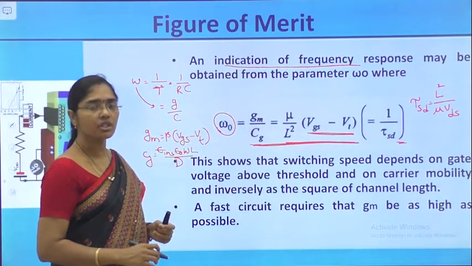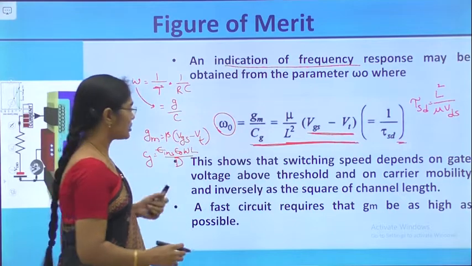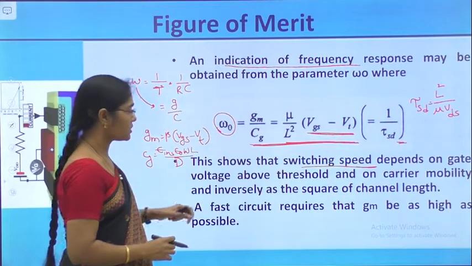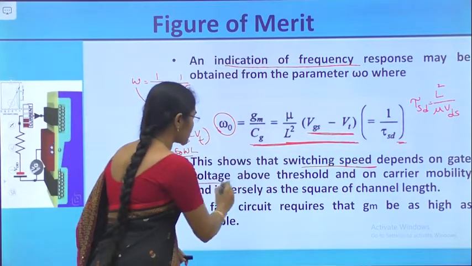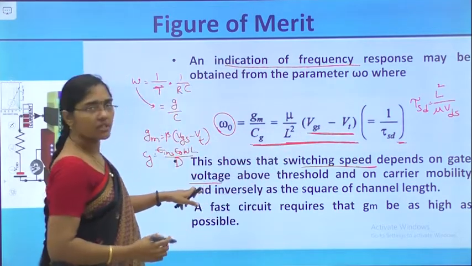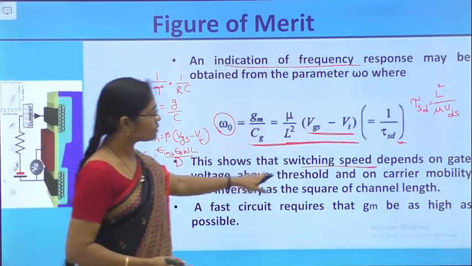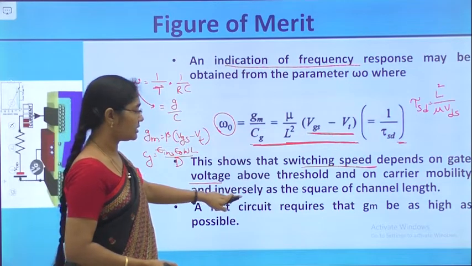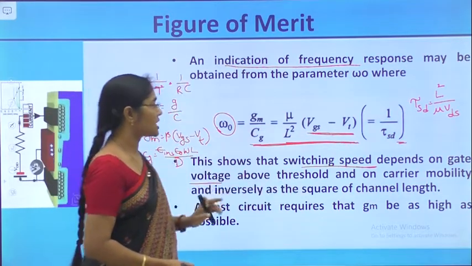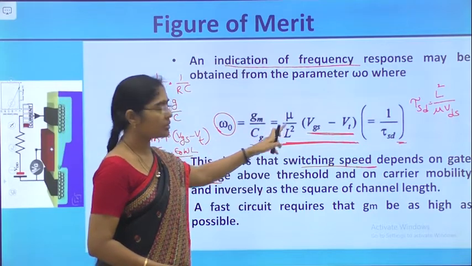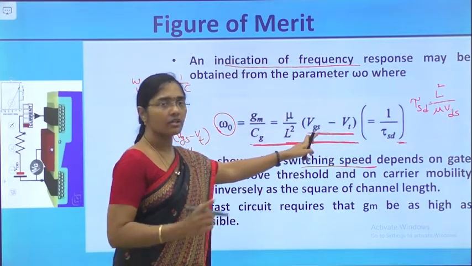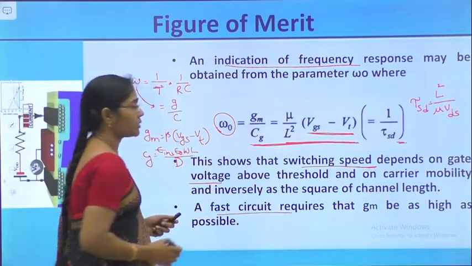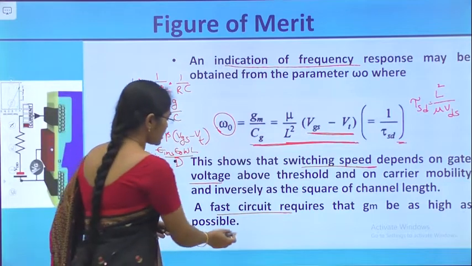It is used for knowing the frequency response. Frequency response means what? It shows the switching speed. Switching speed depends on the gate voltage, that means VGS minus VT, depending upon the gate voltage above the threshold voltage and the carrier mobility, and inversely as the square of the channel length. So it depends upon carrier mobility, inverse of the channel length and gate voltage above the threshold voltage. So a fast circuit requires that GM be as high as possible.